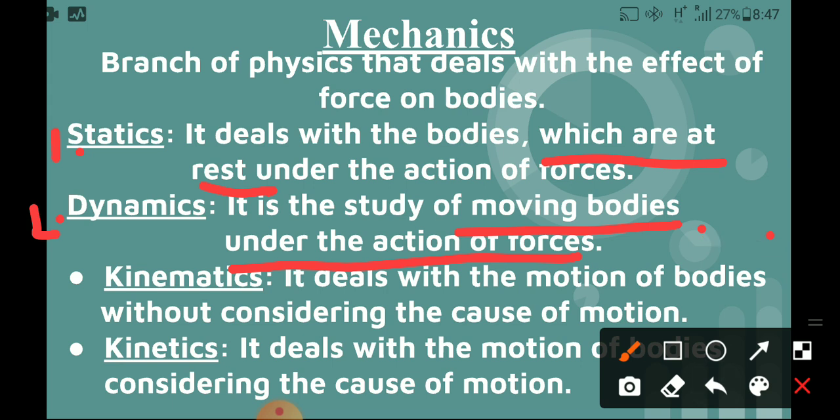Okay, kinematics deals with the motion of bodies without considering the cause of motion. Kinetics deals with the motion of the body considering the cause of the motion.